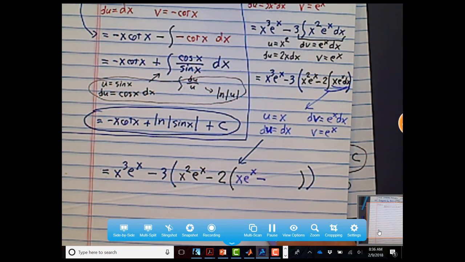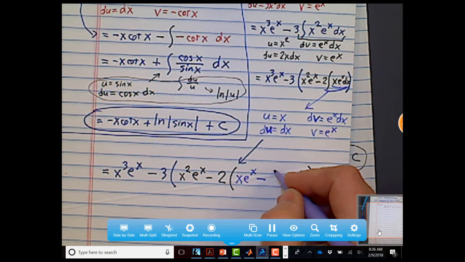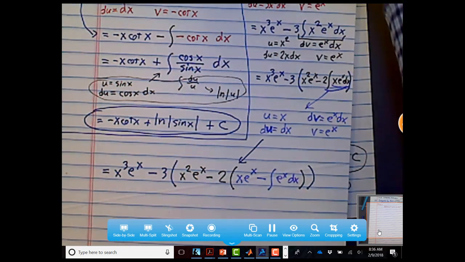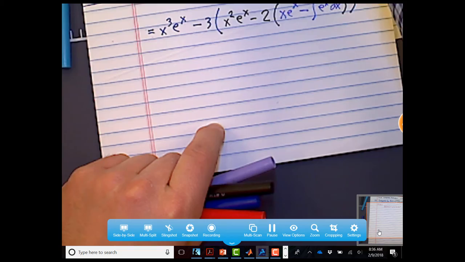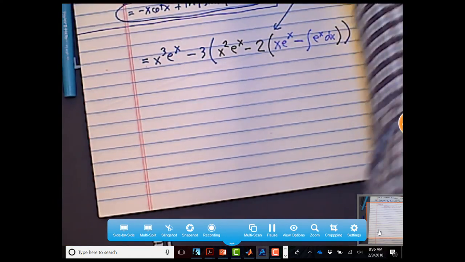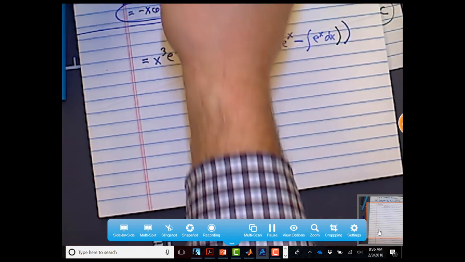Minus the integral of e to the x dx. Can we do that integral? Yes, finally. So let's try to wrap this problem up now. Let's see. You guys got that far. So I guess I'll work inside out, kind of.